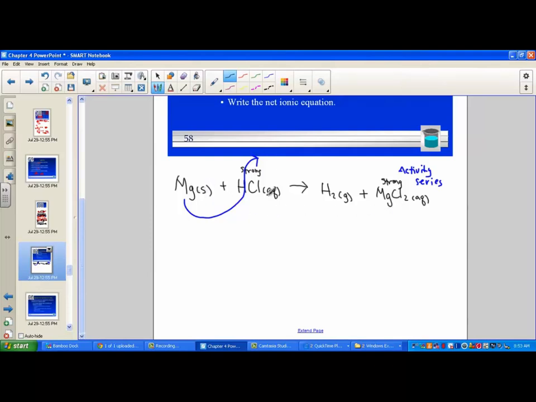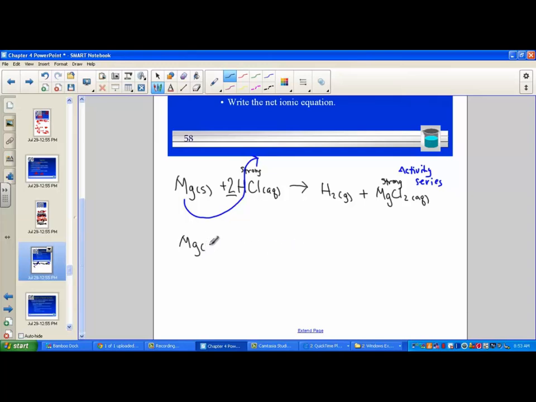Solid magnesium, aqueous hydrochloric acid, gaseous hydrogen, and aqueous magnesium chloride. Let's work to quickly balance this. We'll need to double the HCl to create a balanced equation. Well, let's begin by dissociating.